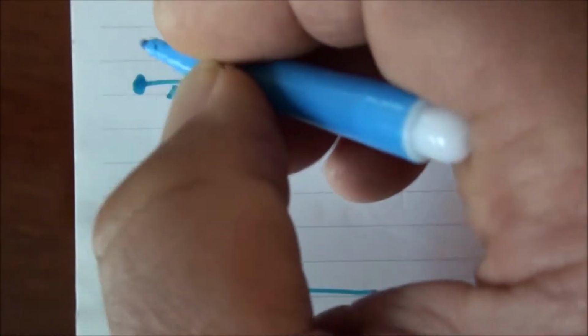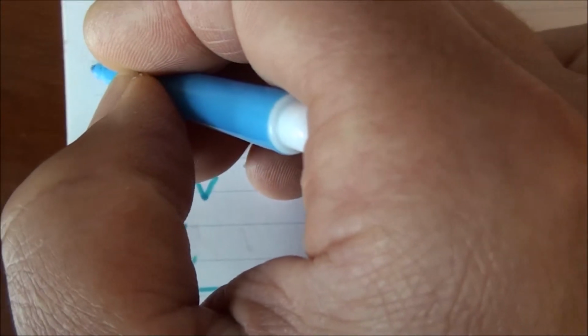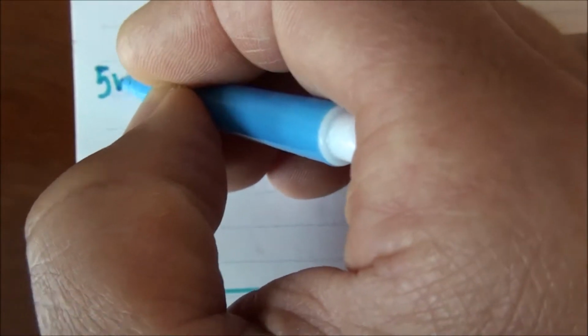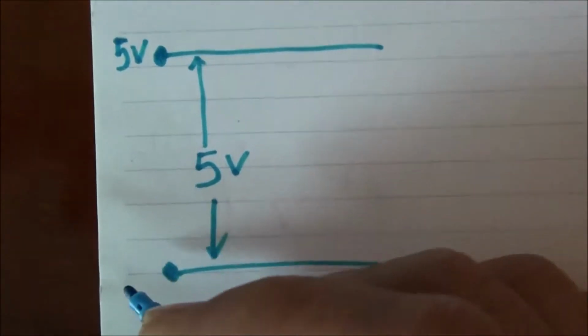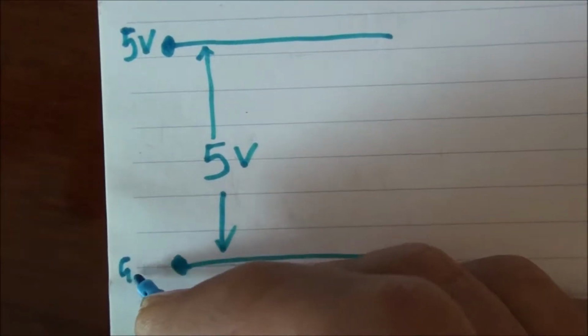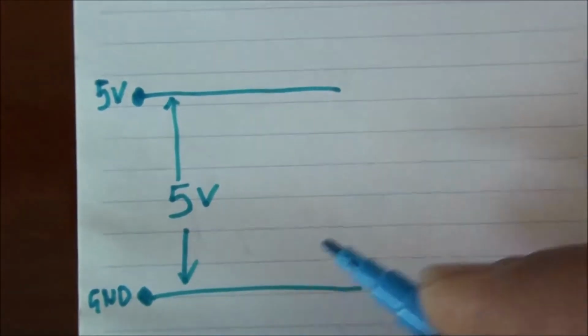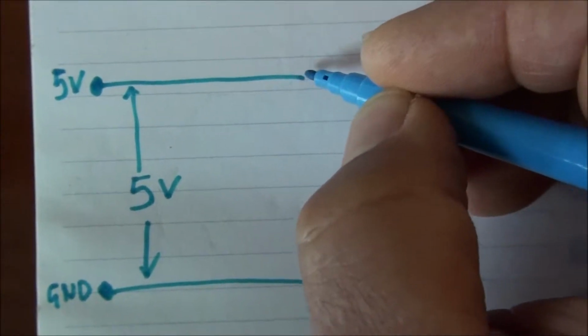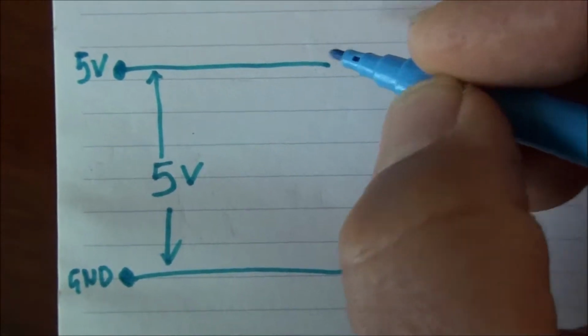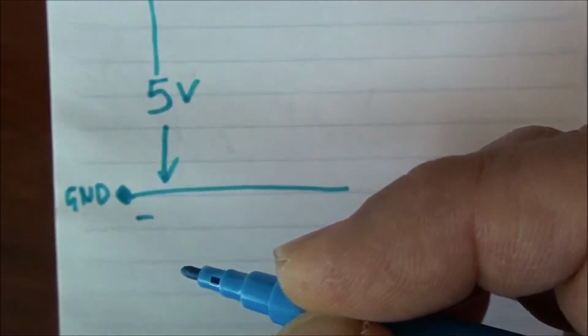5 volts. This will be the 5-volt port on the Arduino board. This over here will be the ground on the Arduino board. Okay, and using the correct symbols this time. That's positive and that's negative down here as well.